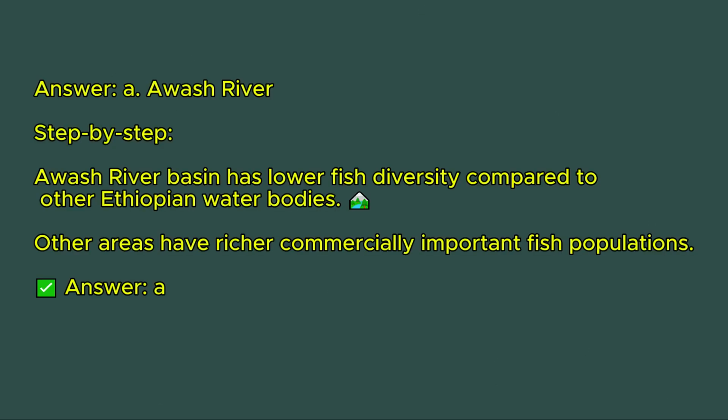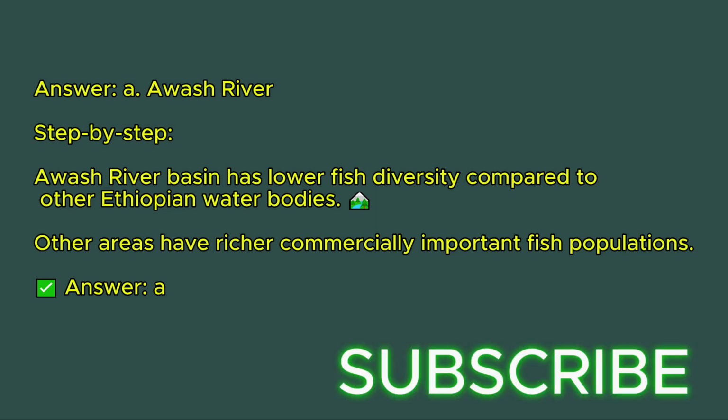Answer A. Awash River. Step by step. Awash River Basin has lower fish diversity compared to other Ethiopian water bodies. Other areas have richer commercially important fish populations. Answer A.